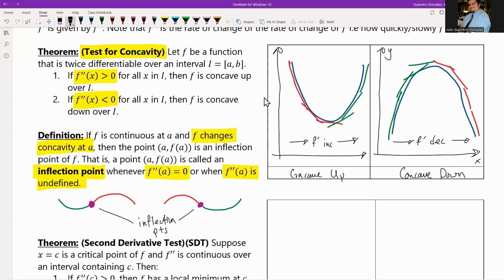It's essentially where a function f of x changes its concavity, where it goes from concave up to concave down, or concave down to concave up. The way you find them using our calculus is by the things that I have right there. F double prime is equal to 0, or F double prime is undefined.